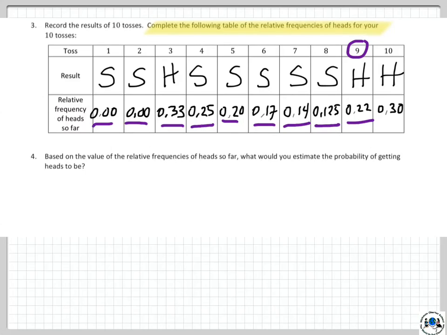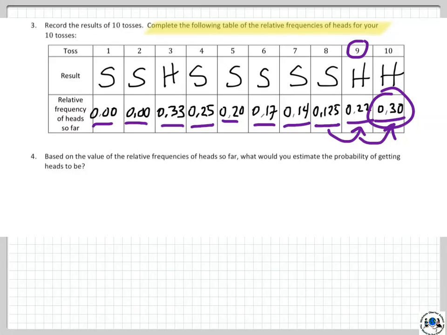So you can see it goes from 0.125, 12.5% up to 22%, a whole 10% difference in one flip, and then again up another 8%. So it ends up that heads probability or heads relative frequency was 0.30, okay, which would be 1 out of 3, just about, okay?